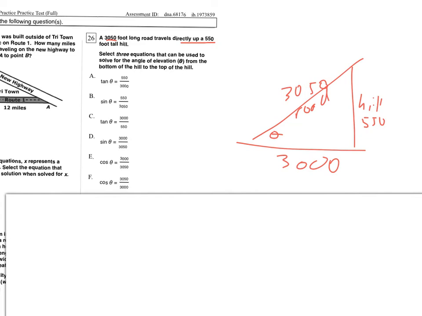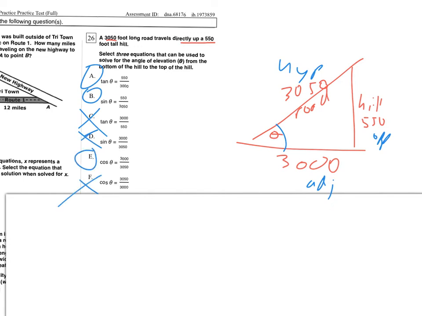So I'm just going to choose which ones are set up correctly. This is the opposite, this is the adjacent, and then this is the hypotenuse. So tan theta equals 550 over 3,000. That looks good. Sine theta would be 550 over 3050. That looks good as well. Tan theta equals 3,000 over 550. That's upside down. That would be like cotangent. Sine, I already got that one. But cosine with the 3,000 is going to be good, but not that way around. It's got to be adjacent over hypotenuse.